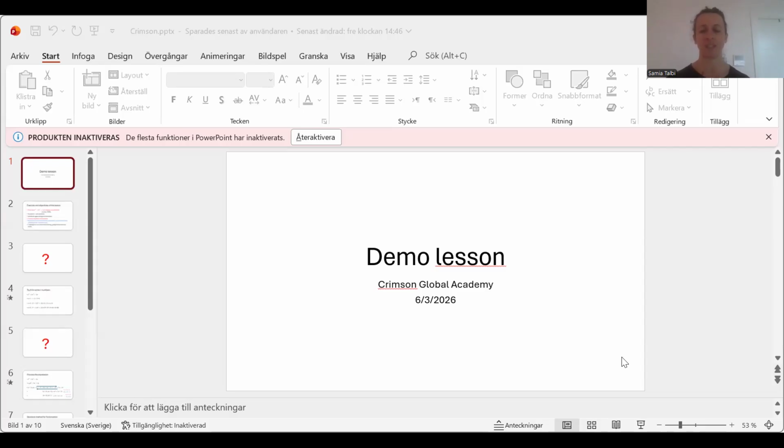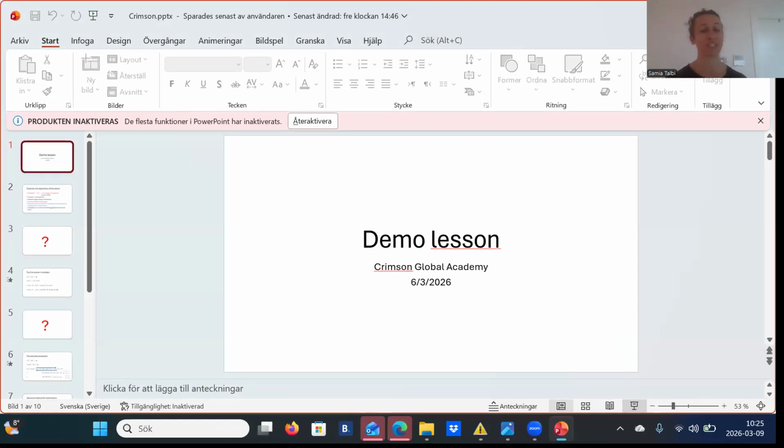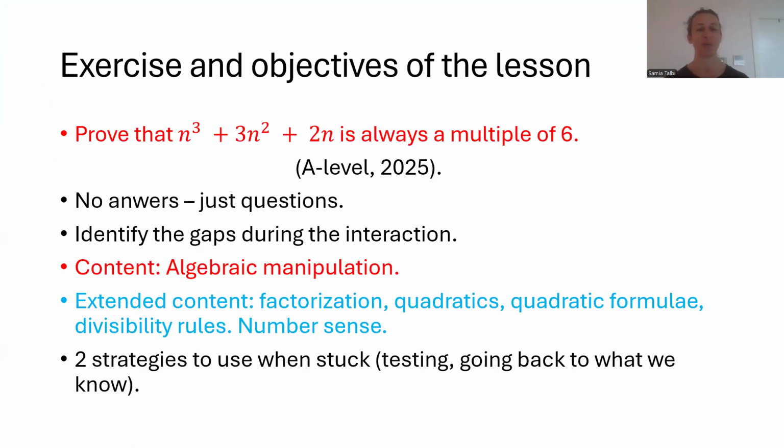Right, so the demo lesson will deal with the following question. n cubed plus 3n squared plus 2n has to be proven to be a multiple of 6, no matter the integer value of n. I just want to state the objectives of the lesson. Basically, it will be to practice algebraic manipulation in this context. But then some other things will be practiced as well.